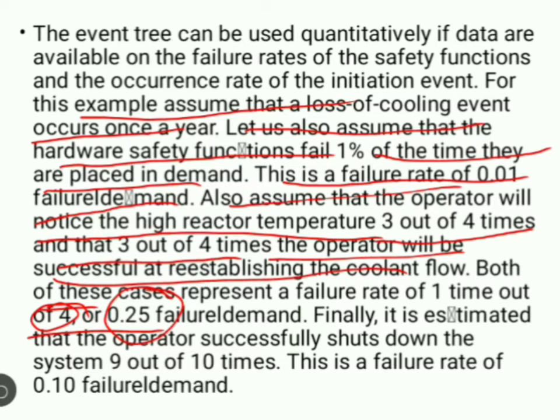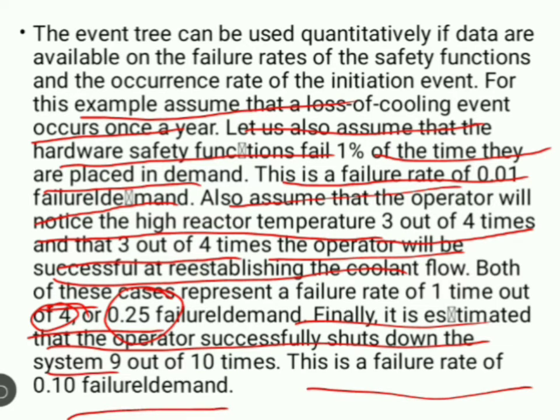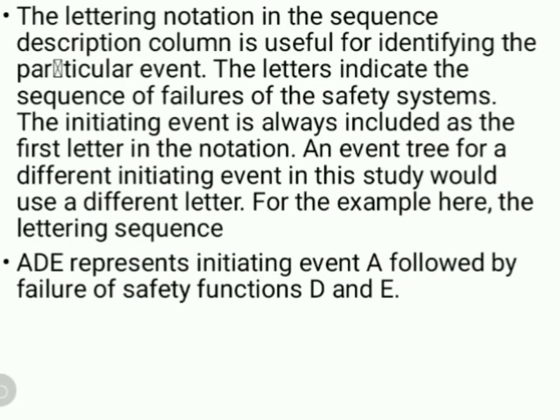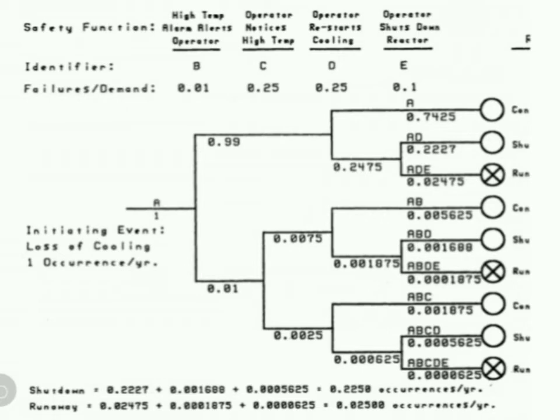Finally, it is estimated that the operator successfully shuts down the system 9 out of 10 times. So this failure rate is 0.1 per demand. How it is calculated we will see. Now we can see the first point.